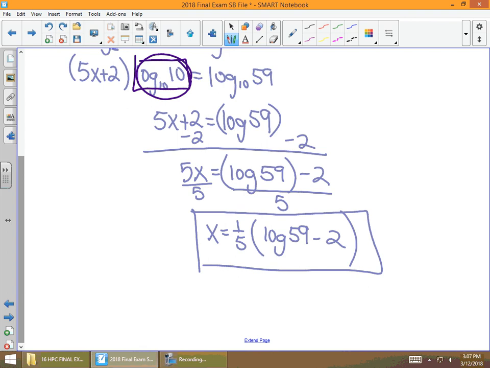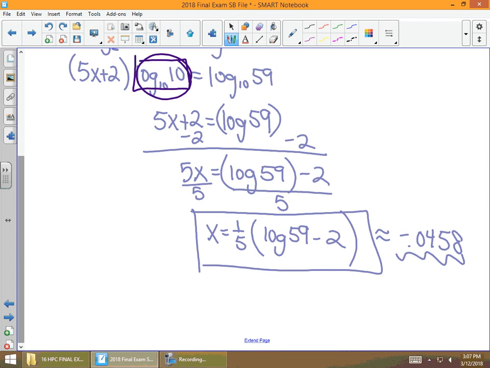All right, so that is equivalent to using the ln. You'd have ln of 59 divided by ln of 10 if you were using ln, and then the minus 2 and the 1/5 were all divided by 5. That is approximately, so if you put that in your calculator, you should get approximately negative 0.0458. So on the exam, you may be asked for the approximate value or the exact value. Be prepared to provide both.